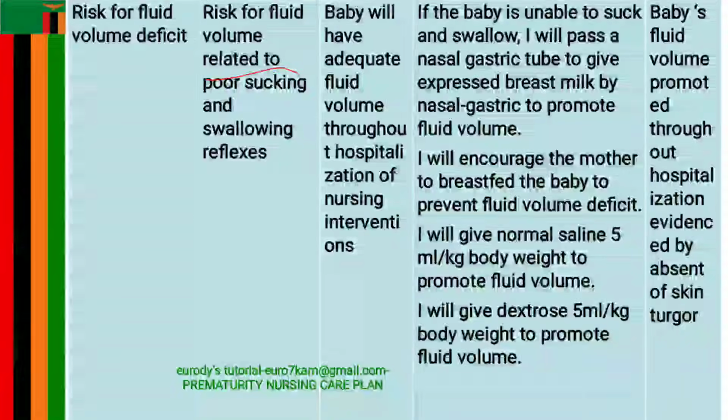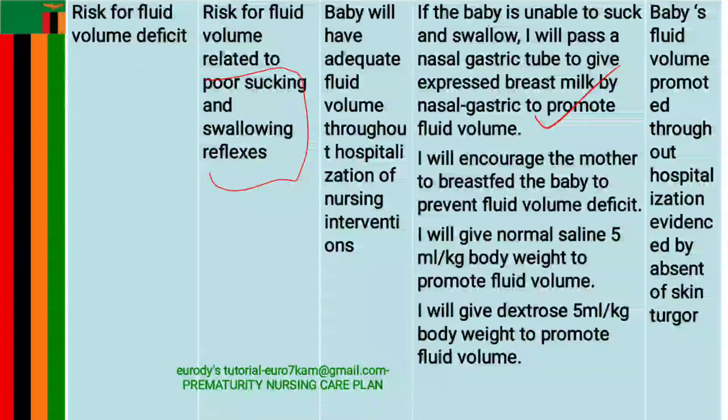risk for fluid volume deficit is related to poor sucking and swallowing reflex. In terms of the goal, you can say the baby will have adequate fluid volume throughout hospitalization, and of course, in terms of intervention, you can talk about if the baby is unable to suck, you can insert a nasogastric tube. You can also encourage the mother to exclusively breastfeed the child. This will promote the fluid volume.